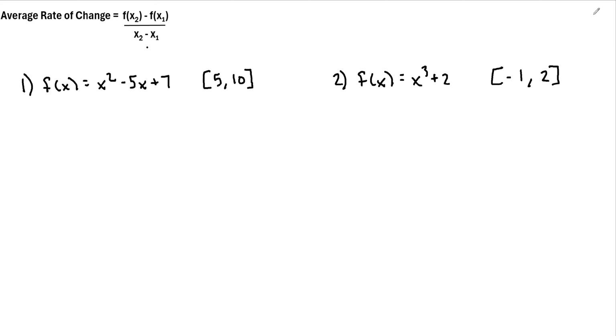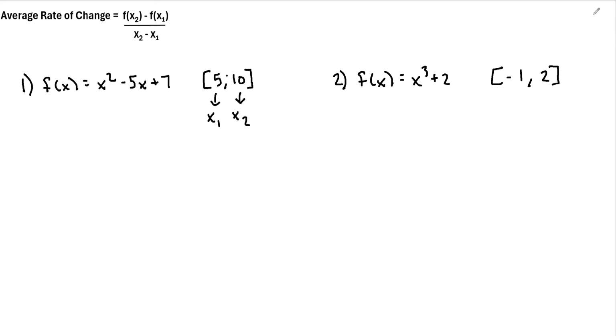So I have a couple examples for us to work through here. Let's take a look at the first one. We have f of x equals x squared minus 5x plus 7. We want to find the average rate of change of this function over the interval 5, 10. So for this particular example, the first x value is 5, and the second x value is 10.